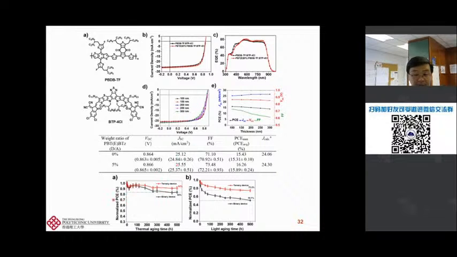More excitingly is probably the stability. We see here, under the light, the binary drops a lot after 500 hours. In the ternary, although we only put in a small amount of the polymer, we actually get much better stability.